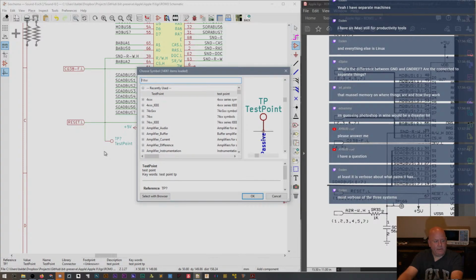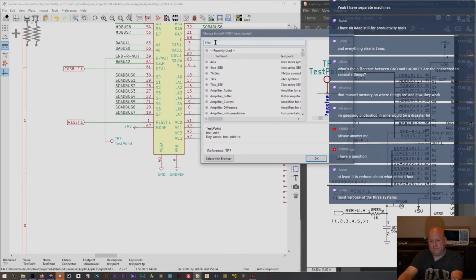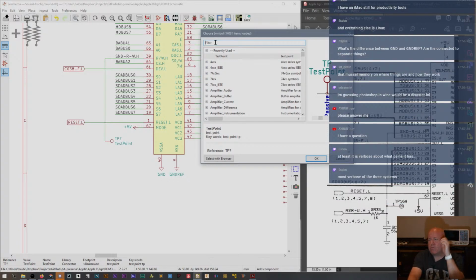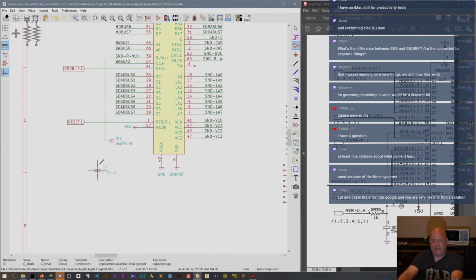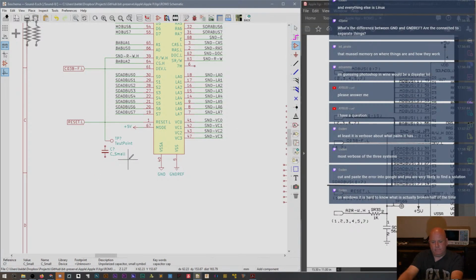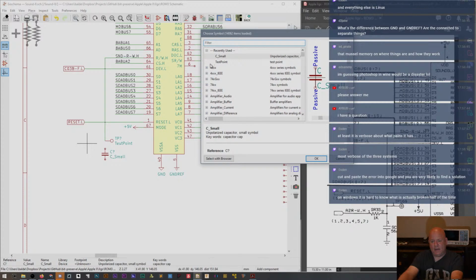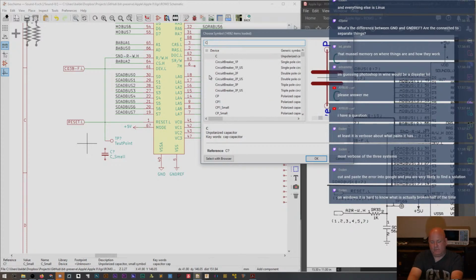Guessing Photoshop and Wine would be a disaster. Photoshop's not the one that really gets me. It's Adobe Premiere and Adobe After Effects. For Premiere, I could probably find a comparable editor. But the number one tool that I use that I cannot get a Linux version of is After Effects. All of my animations and a lot of my video cleanup, I do in After Effects.